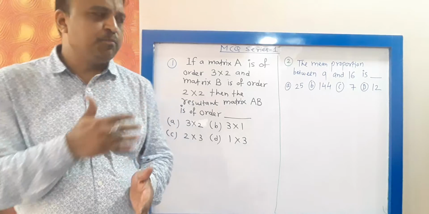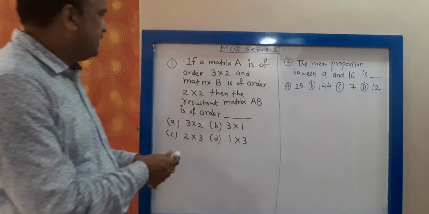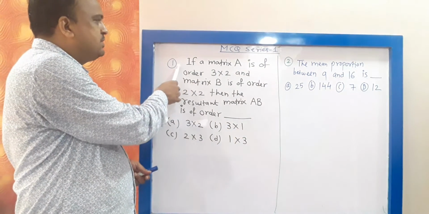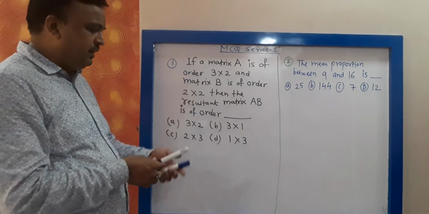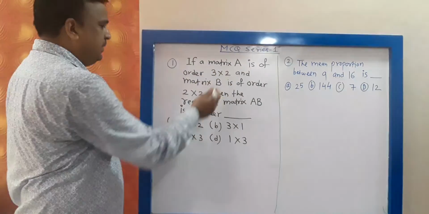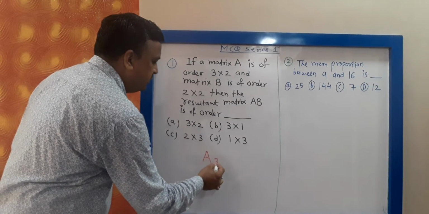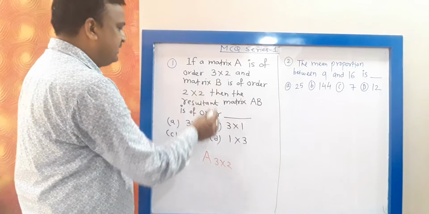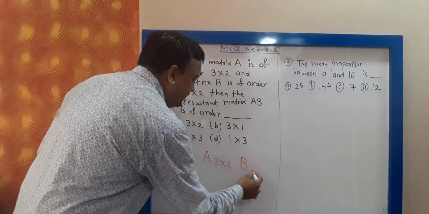So let us see the question. First question, if you can see this: if a matrix A is of order 3 by 2, what is the order of the matrix A? Order of the matrix A is 3 by 2. And the order of matrix B is 2 by 2.